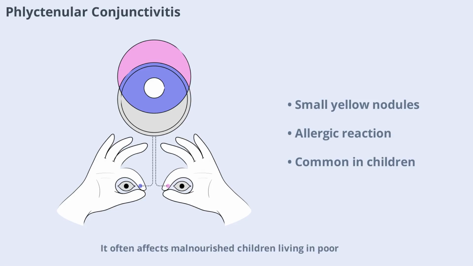It often affects malnourished children living in poor hygienic conditions and is triggered by endogenous bacterial proteins such as those from tuberculosis or septic tonsils. Symptoms include discomfort, irritation, tearing, itching, and photophobia if the cornea is involved.